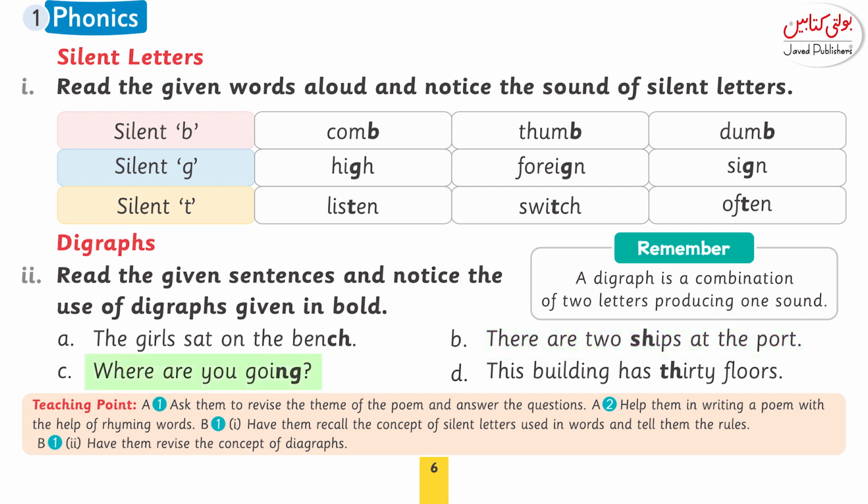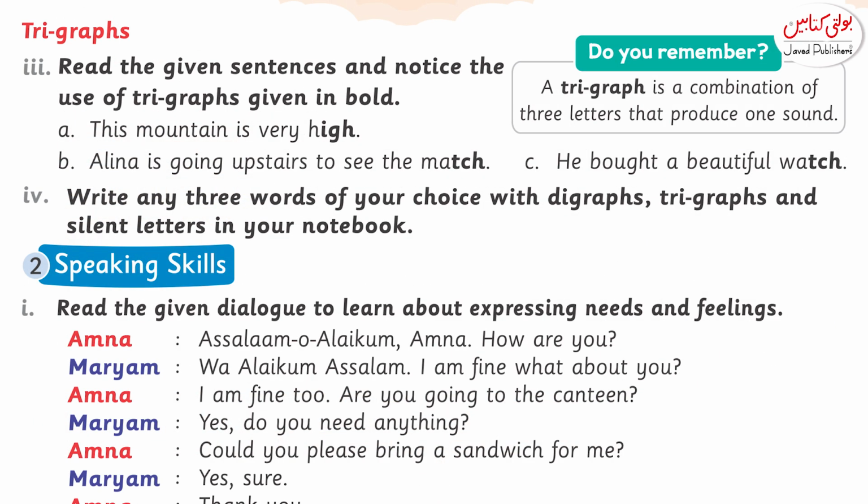Next, where are you going? Where are you going? So the sound of N and G will be merged. Number 4, this building has 30 floors. This building has 30 floors. The sound of T and H will be same. Moving on to the next page, trigraph.